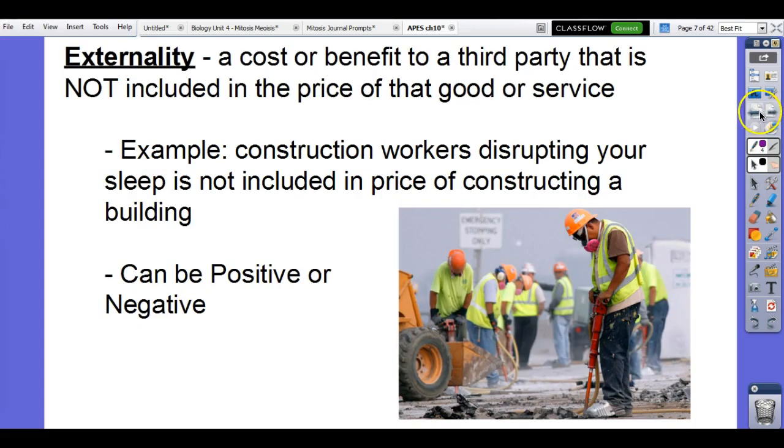So whenever we talk about the tragedy of the commons, it's an example of an externality. So external means outside, right? And an externality is a cost or benefit, and it's not included in the price of that good or service. So it's a cost or benefit, and it's not necessarily seen by that person. It's to a third party, okay? So go ahead and write that down.